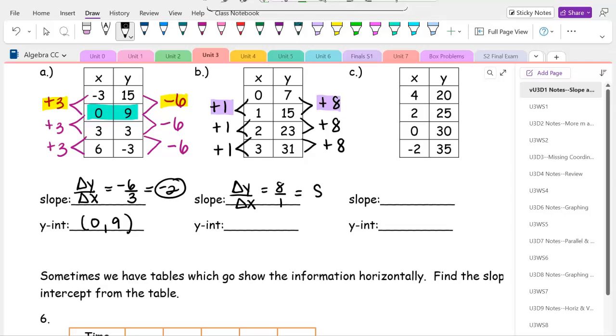8 divided by 1 is 8. Your y-intercept is wherever you see that 0, comma. So in this case, it's at 0, 7.